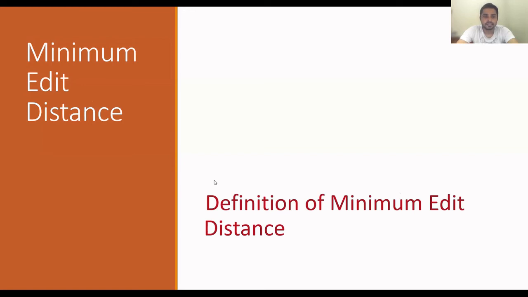Now let's look at edit distance. Edit distance gives us a way to quantify how similar two strings are. More formally, the minimum edit distance between two strings is defined as the minimum number of editing operations, like insertion, deletion, substitution, needed to transform one string into another.